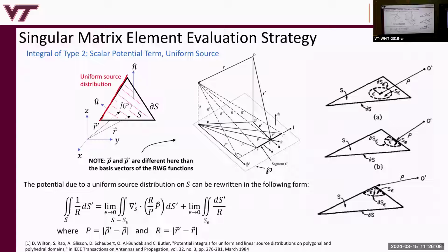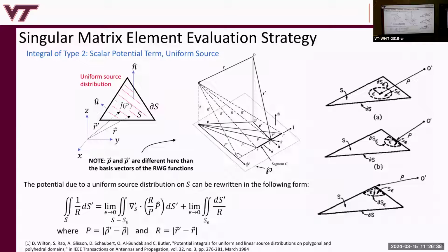Here's an edge. Here's the unit vector u normal to that edge. It's always an outward normal. Here is the triangle area S, and here is the boundary of S, which is partial S. And here is R prime, for example, and R, two points in the triangle, because it's a singular term. And we have the normal to the triangle, all right?